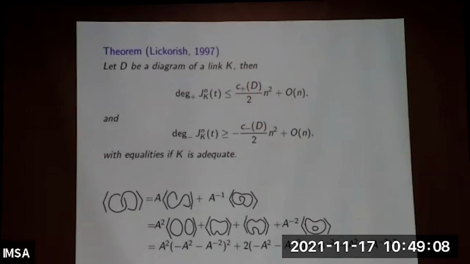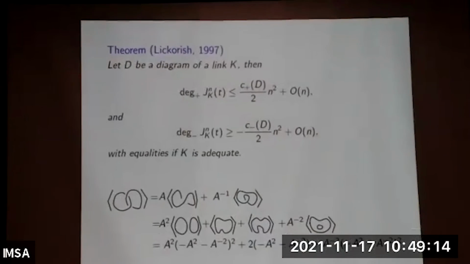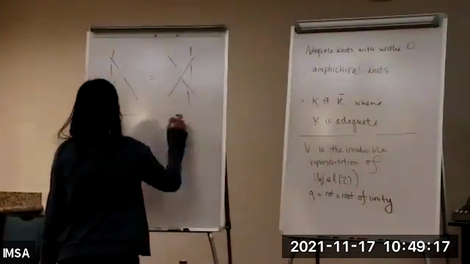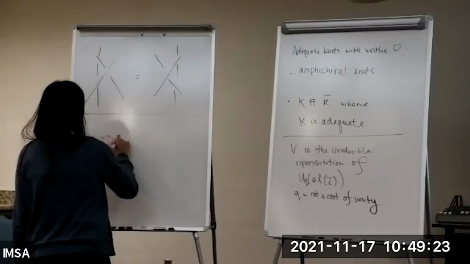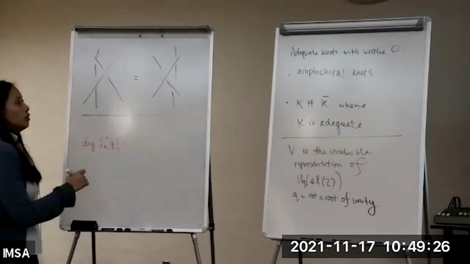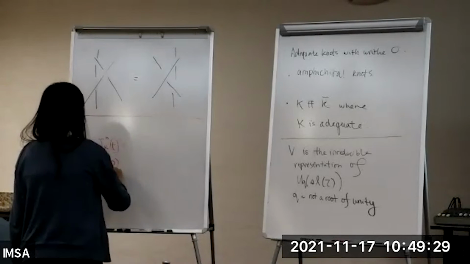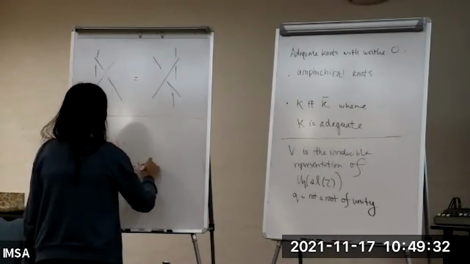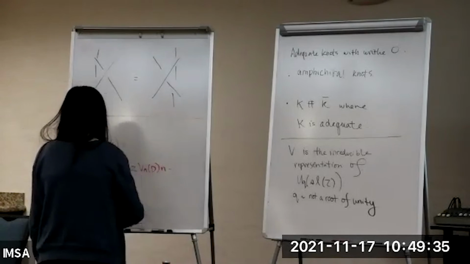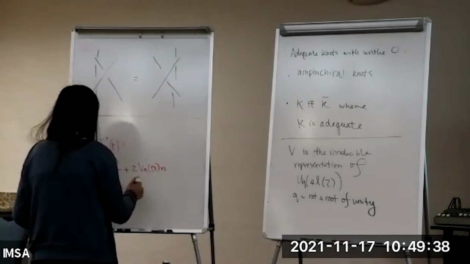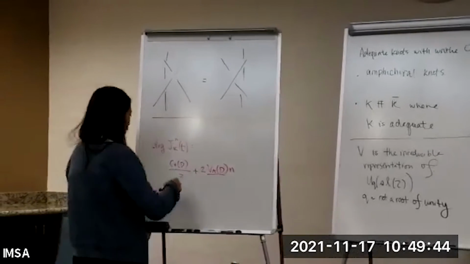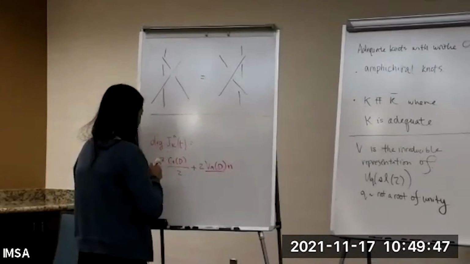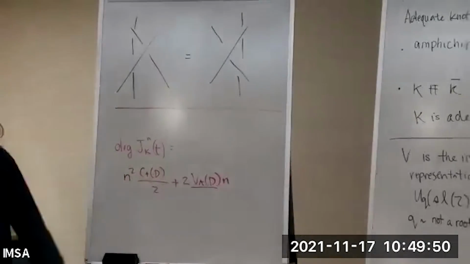Let me write that. This is a really good question. This is with the assumption that the diagram is adequate. So you have c plus d over 2 plus 2 B_A n, and I think that's it in the reduced case. B_A is the number of circles that you get when you take the all-A resolution. And then I'm missing an n squared here. So this is the formula for all n.